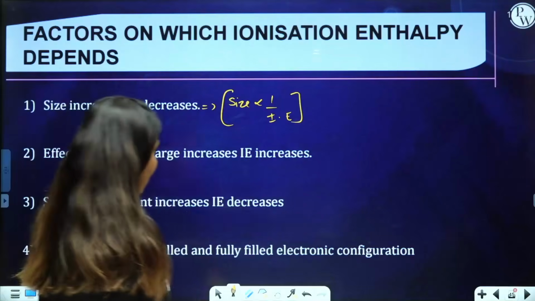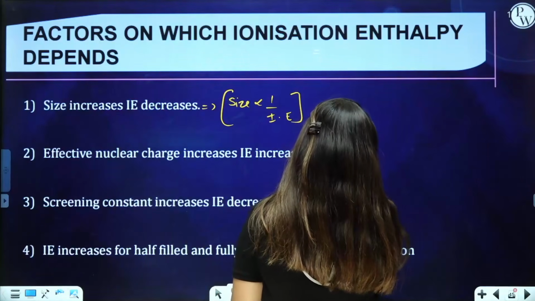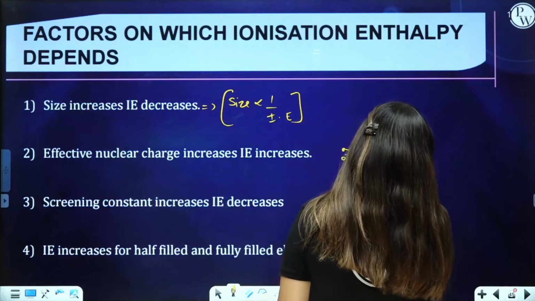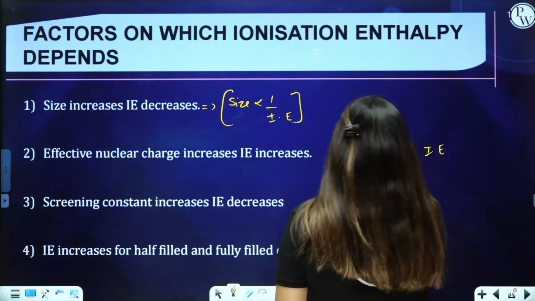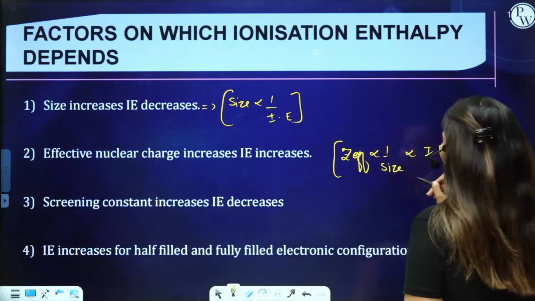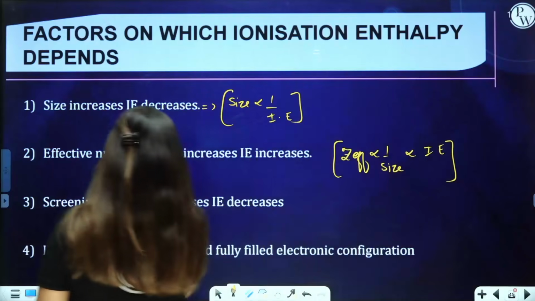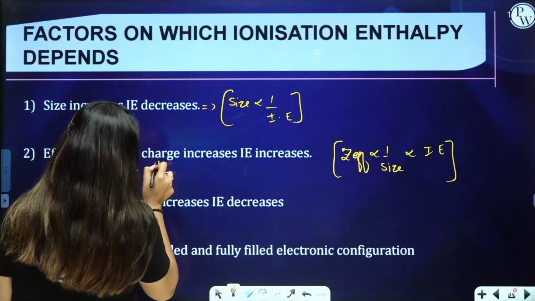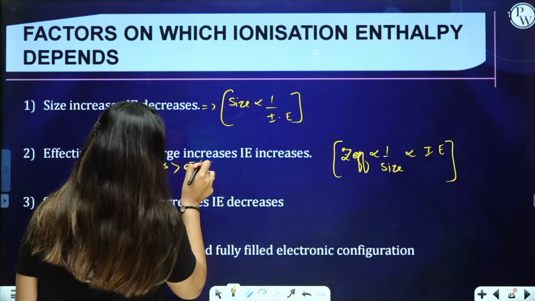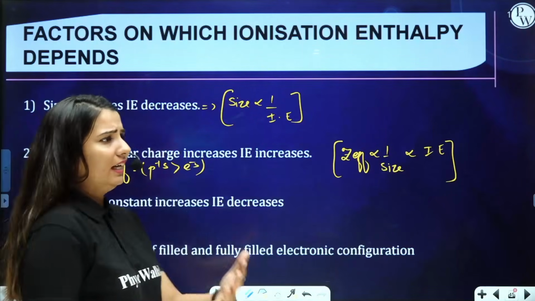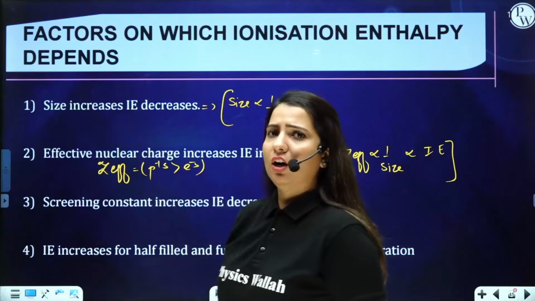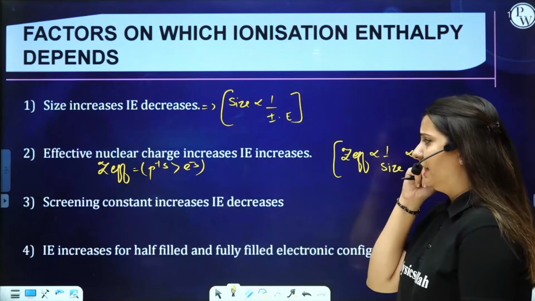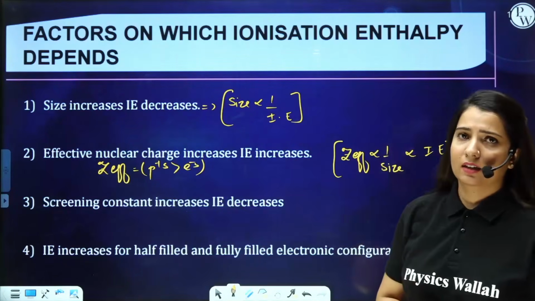Effective nuclear charge increases. Ionization, what is this? Z effective increases, so size decreases, so ionization enthalpy increases. What is the big thing in that? We know this because whenever there is an increase in Z effective, that means that protons are increasing and the electrons are decreasing. If protons are increasing, your size is getting smaller. So ionization enthalpy will increase.